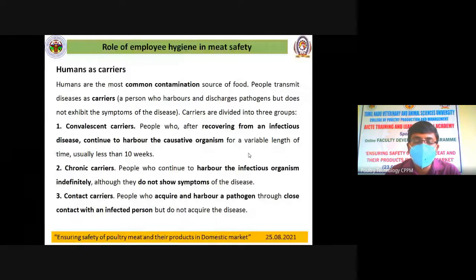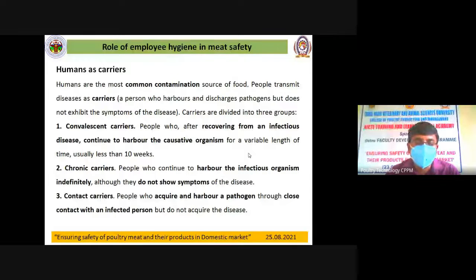The carriers can be divided into three groups: convalescent carrier, chronic carrier, and contact carrier. A convalescent carrier is a person who is recovering from an infectious disease but still harbors the infective agent, and will transmit the parasitic agent for a considerable time period, less than 10 weeks in some cases.